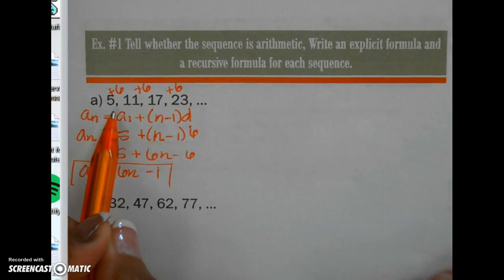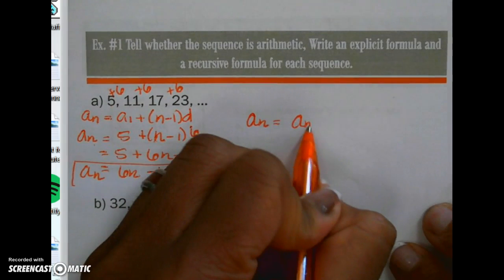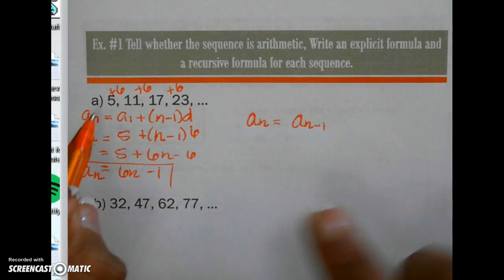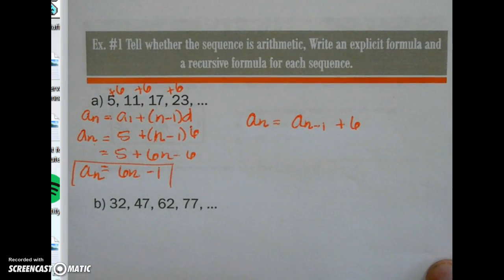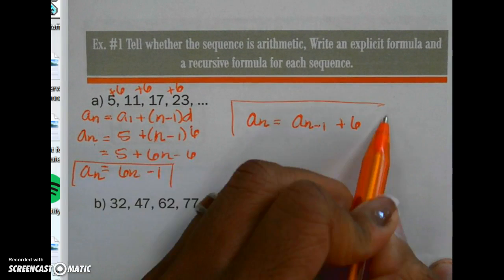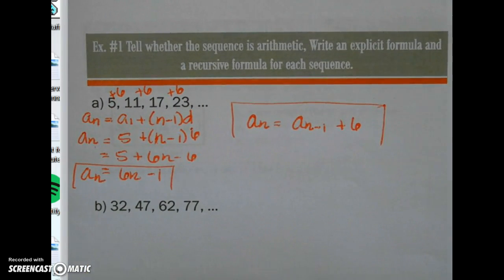Now for recursive. Well, what do we do from one term to get to the next one? So for a sub n, you take the term before it, which is a sub n minus 1, and then what do I do? I add 6. Typically people like recursive better because that's really all that you have to do. So explicit and recursive. Try part B, please, on your own.